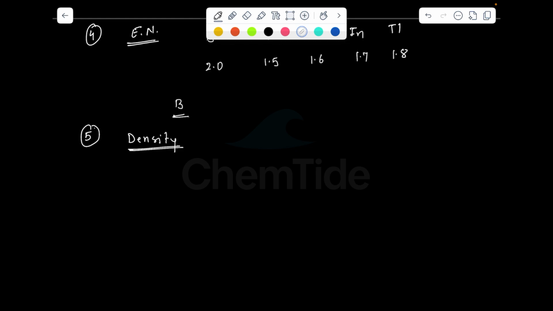Now the next physical property, the fifth, is density. Only one exception: it generally increases down the group, but aluminium has exceptionally low density. So aluminium has low density, and that is why it's a very light metal.